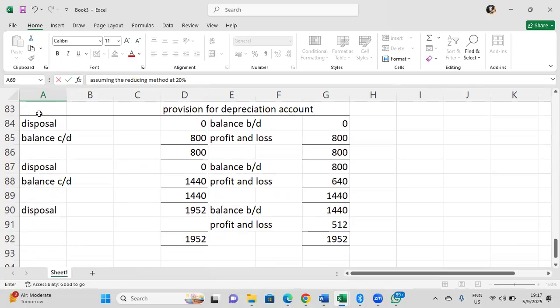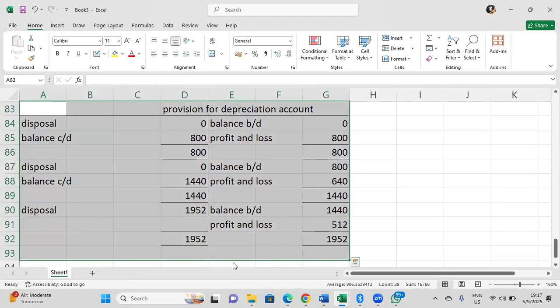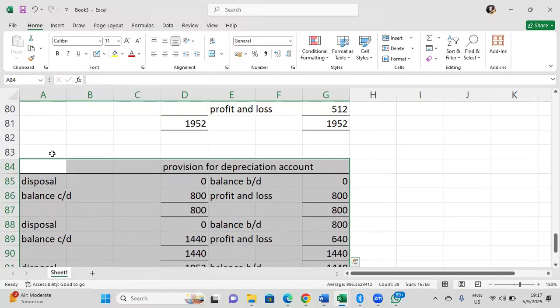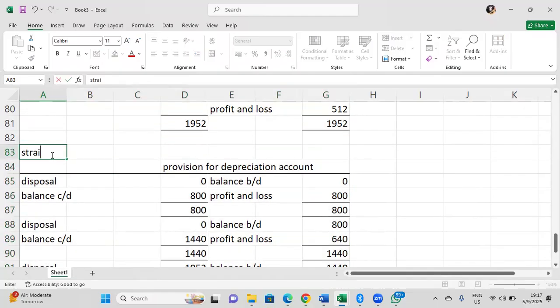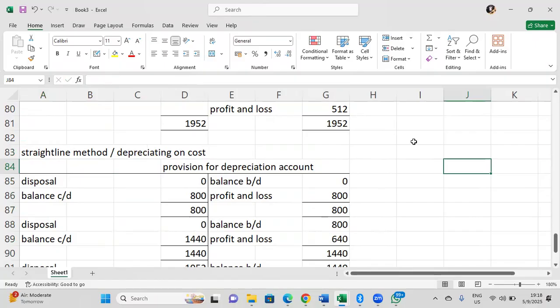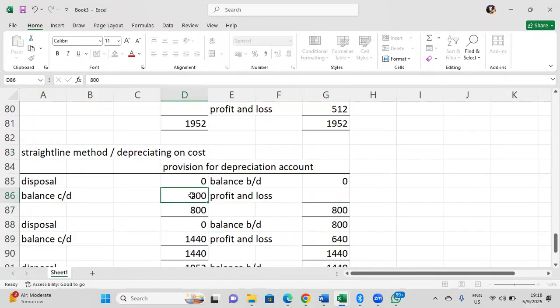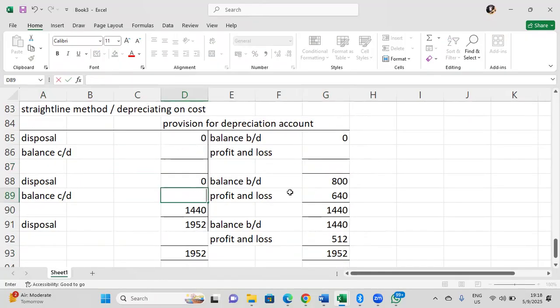So this one, we are now assuming the straight line method. Straight line is much simpler. Straight line method, or depreciating on cost. If it's the straight line method or depreciating on cost, how do you find the depreciation? So remember, let me remove these amounts now. I'll just leave the format without these amounts.